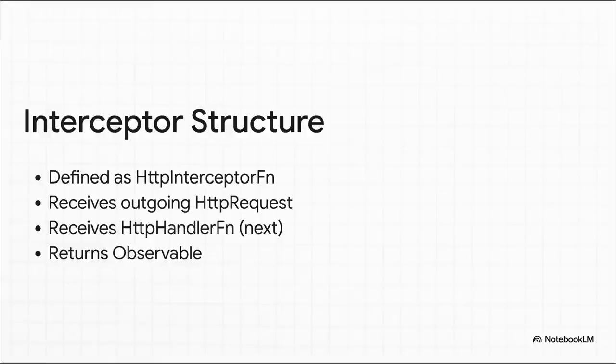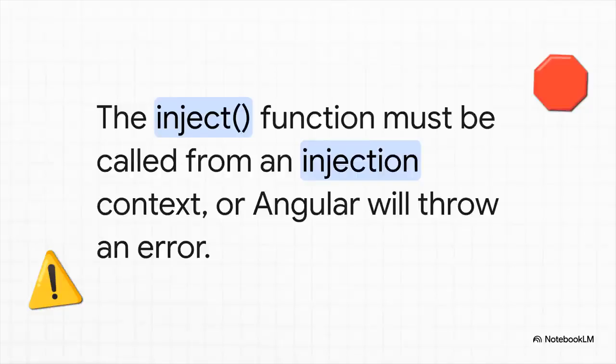That next function is absolutely critical, by the way. It represents the HttpHandlerFn, which is essentially the next step in the processing chain. So your function does its work, calls next(req), and returns the result as an observable stream. Simple, right? Now, what's really interesting here is a major gotcha that catches a lot of developers off guard. Because we threw away the class structure, we obviously no longer have constructors to inject our services, like an auth service or a router. Instead, we rely on Angular's new inject function.